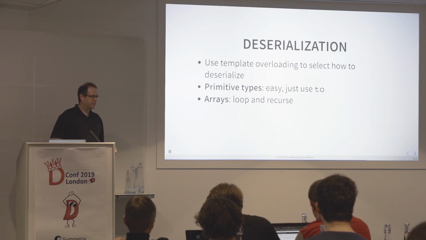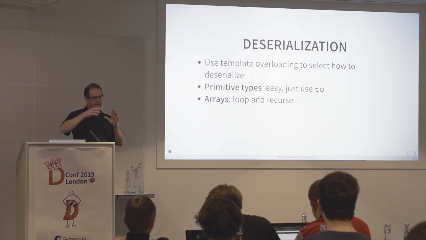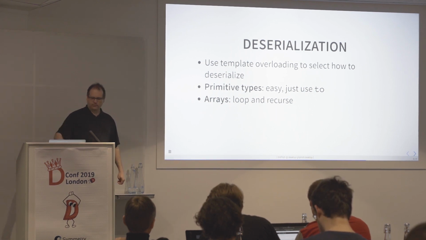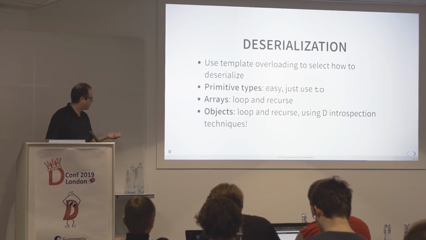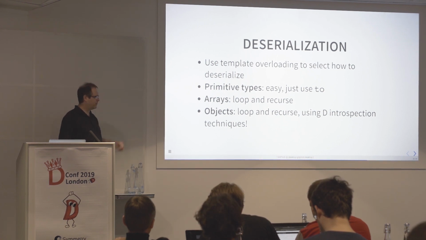Arrays, we loop and recurse. We read the opening brace and we say, okay, each value, I'm going to recurse for each one. Objects are the most interesting one, so that's the one I'm going to show you. But you can also use loop and recurse because we have static foreach.